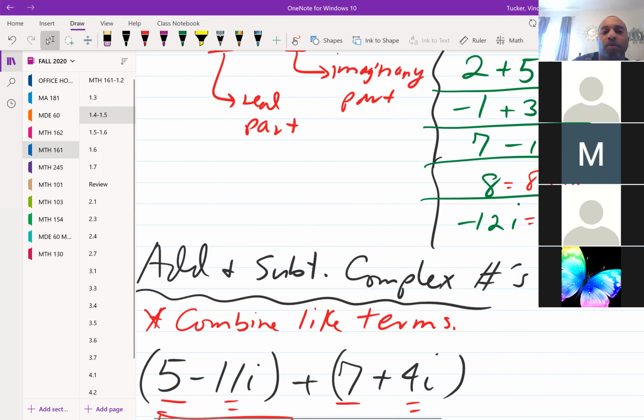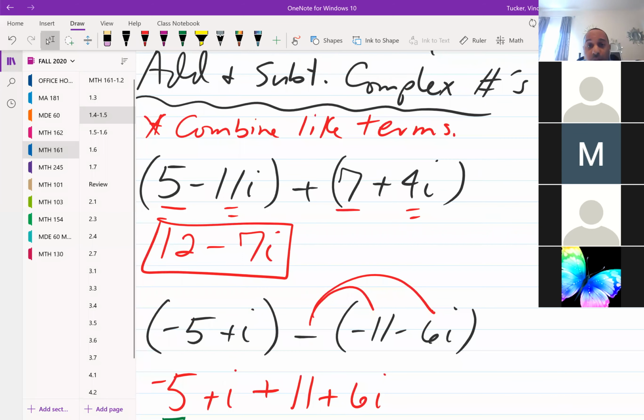And so for here, if I want to add and subtract complex numbers, all you're going to do is combine your like terms. So if I have 5 minus 11i plus 7 plus 4i, I would just do 5 plus 7, which is 12, negative 11i plus 4i, that's negative 7i. So this takes you back to regular algebra when you're combining your like terms.